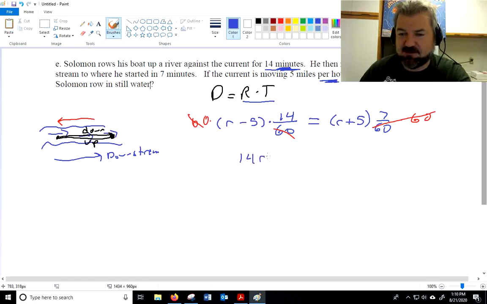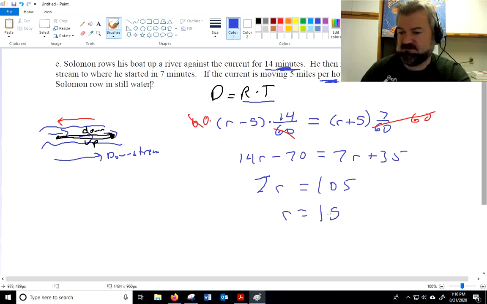So 14r minus 14 times 5 is 70, and then this becomes what? 7r plus 35. So 7r, when I subtract 7 from each side, is equal to 105. Divide both sides by 7, and you get, I think, 15? So 15 miles per hour.